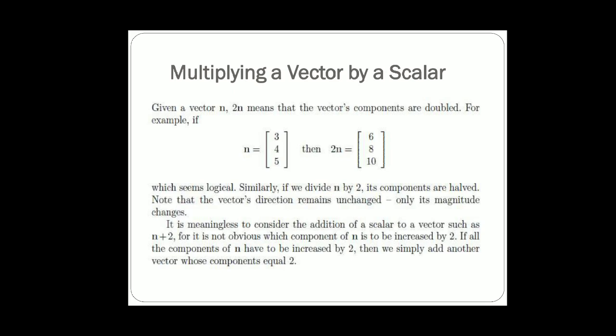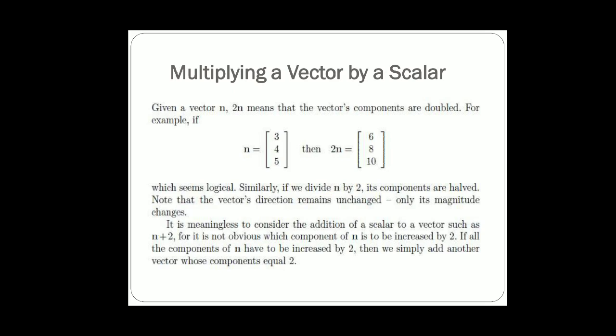For example, if my n value is 3, 4 and 5, then if I multiply 2 by n, it will be 6, 8 and 10. So sorry, if I multiply 2 by n, what will be my matrices? 3 2s are 6, 4 2s are 8. That is, it will double the matrices. That is multiplication, which seems logical.